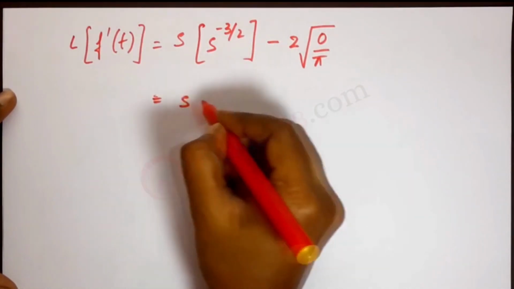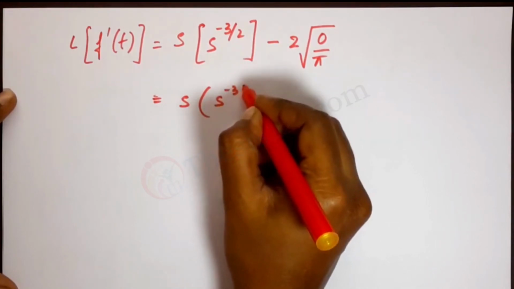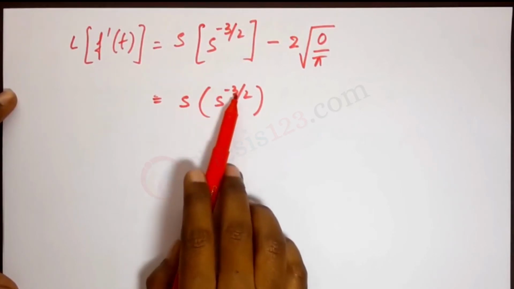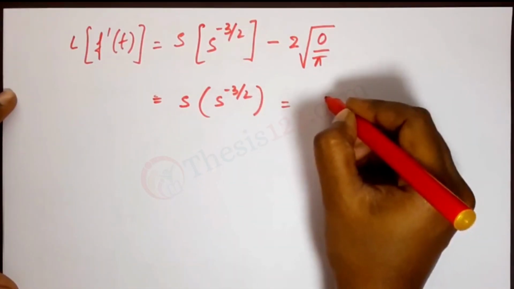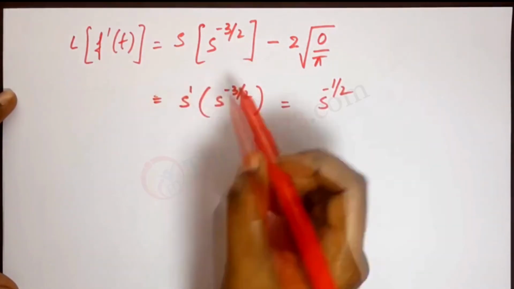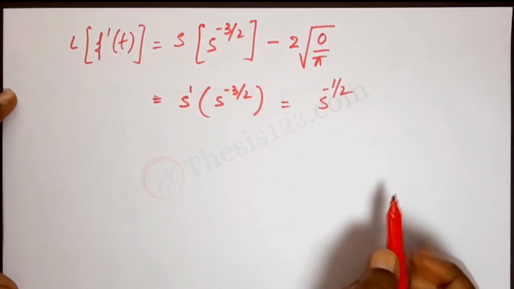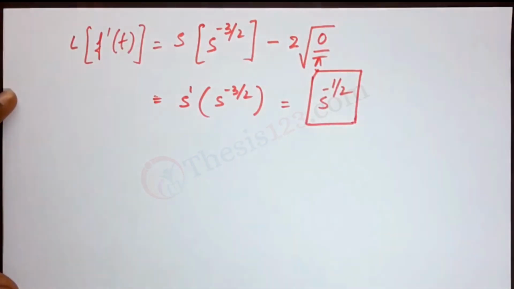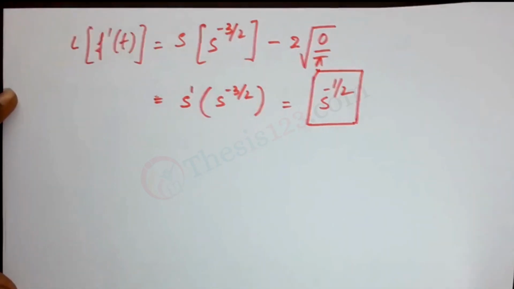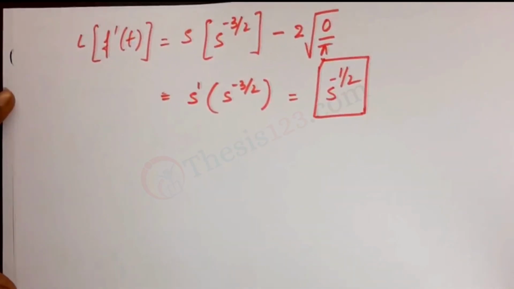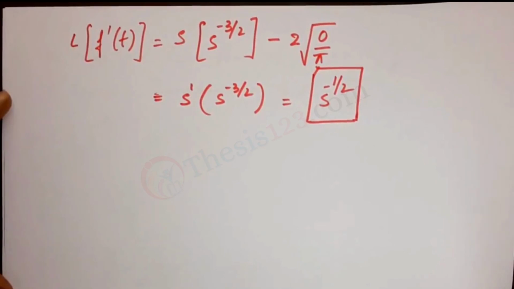So we have here s into s to the power of minus 3 by 2. So s into s power minus 3 by 2 is s to the power of minus 1 by 2. This is s power 1, so 1 minus 3 by 2 is minus 1 by 2. So this is our final answer: s to the power of minus 1 by 2. And that matches option B. Well, this is the entire solution. I hope it has helped.